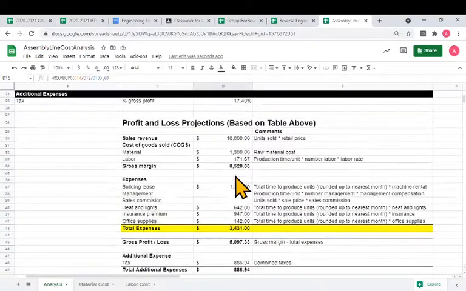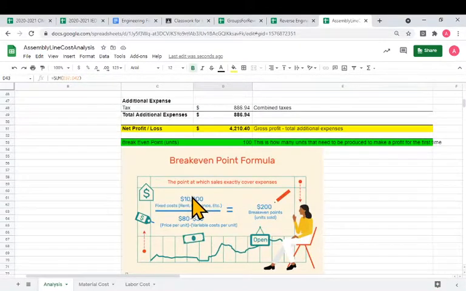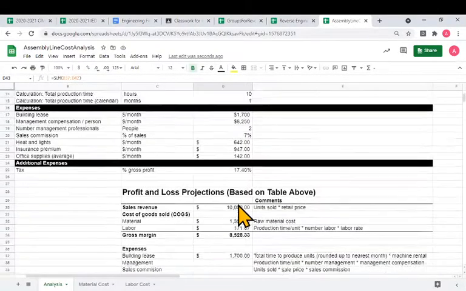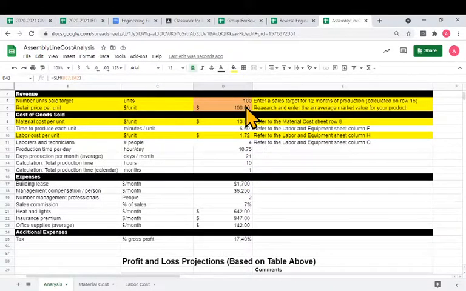And so what we're going to do is take this fixed cost, the fixed cost here, and divide it by how much we're selling it for minus our variable costs. And again, we're selling each unit for $100. And it's costing 13 plus 1.72, which is $14.72. So it's costing $14.72 in variable costs.